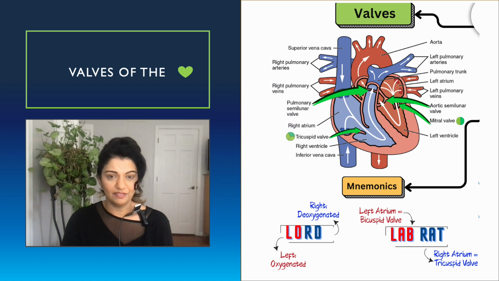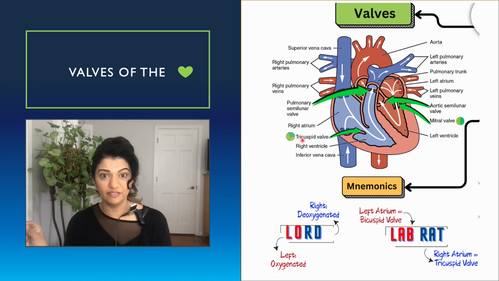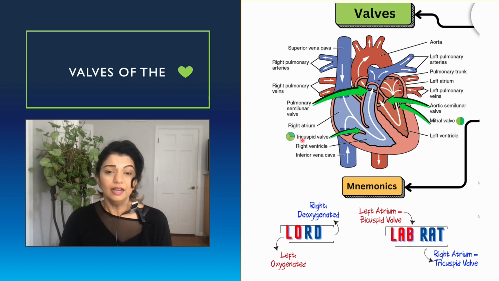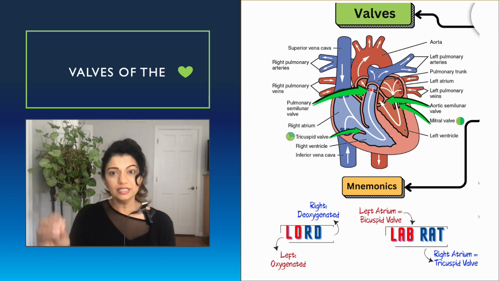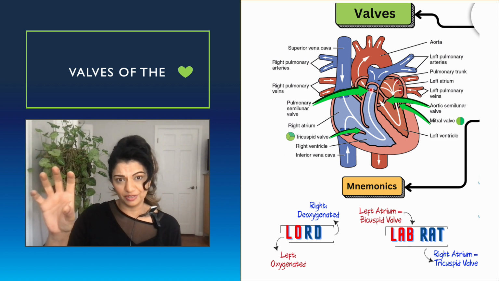So the first valve I want you to be aware of is the tricuspid valve, which is right here. This is found between the right atrium and the right ventricle. And it has 3 flaps, hence the name tricuspid. And then if we follow it and go up, you'll see this is the pulmonary valve. This is located between the right ventricle and the pulmonary artery.